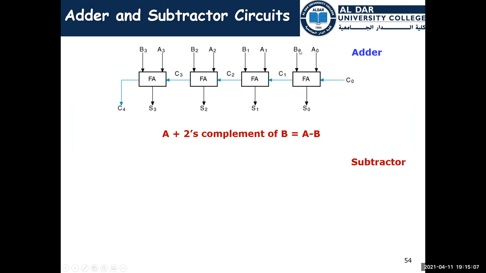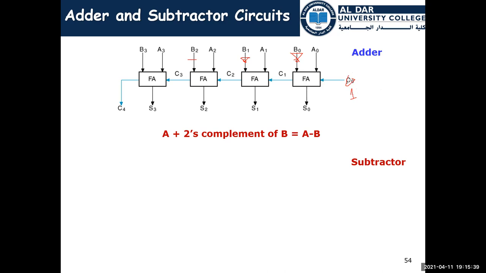So B0 is converted using just a converter. If you know about the converter, it's very straightforward. Just convert B0 and B1, and so on. And then C0 would be 1. Now we have the 2's complement because we converted each bit and then we add 1 to the result. This is one of the definitions of the 2's complement.